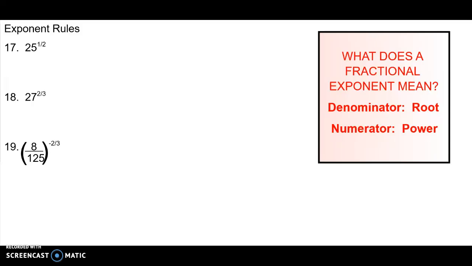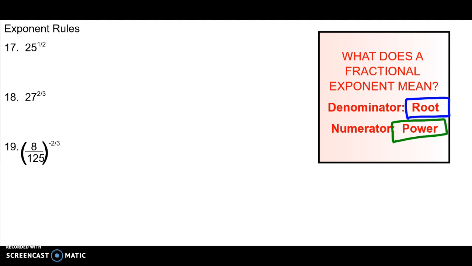All right, questions 17 through 22 will be all about exponent rules. Now, most of our questions are going to have fractional exponents. And when you have a fractional exponent, the first number you want to look at is what number's in the denominator. Whatever number's in the denominator, that represents the root. So if there's a 2 in the denominator, that means you're taking the square root of the number. If there's a 3 in the denominator, that means you're taking the cube root of that number. The numerator, whichever number is in the numerator, that represents the power that you're raising that to.